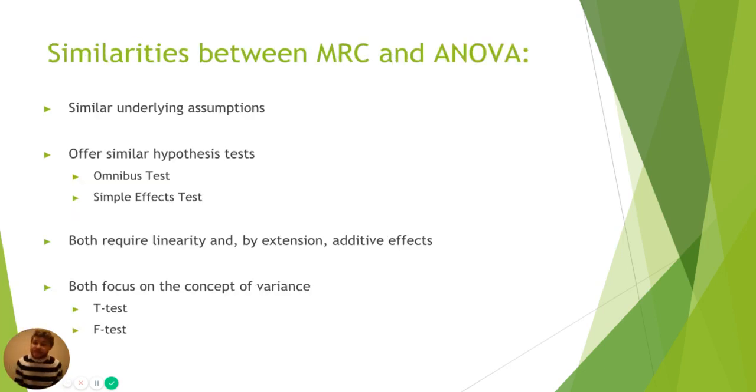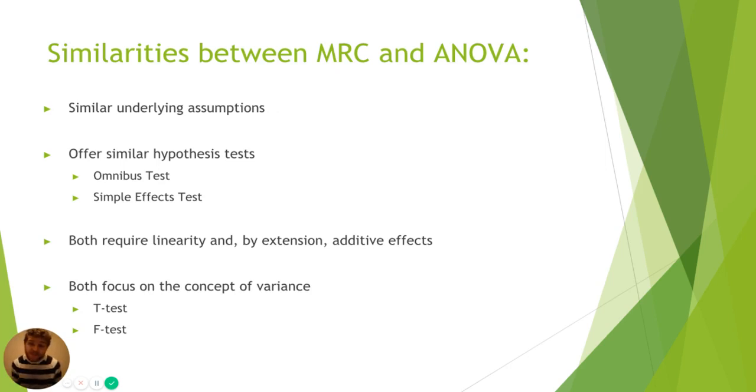So before I delve into the data analytical side of these two techniques, I first want to talk about the similarities between these two techniques, as they do come from the same general model. First, they share similar underlying assumptions. This will definitely be elaborated on more during the data analysis portion of this presentation, so I'm not going to elaborate on them currently. Second, they offer similar hypothesis tests. ANOVA has the omnibus test, and MRC has the simple effects test.